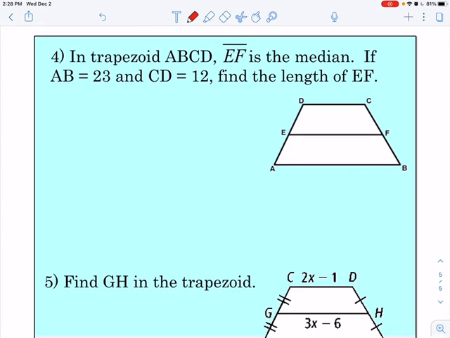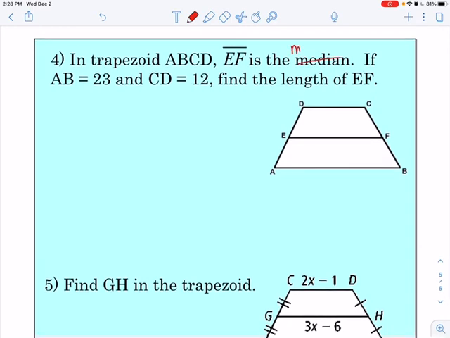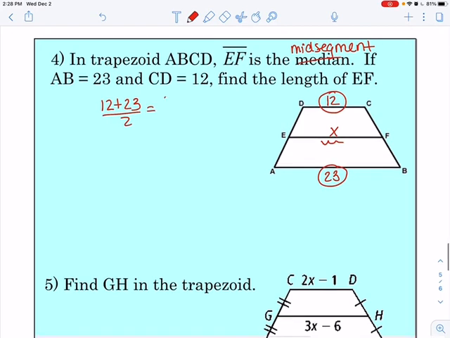Okay, so we have in trapezoid ABCD, EF is the mid-segment. And if AB is 23 and CD is 12, we want to find the length of EF. So again, if I take this side plus this side and divide it by 2, that's going to give me that side. So 12 plus 23 divided by 2. 12 plus 23 will give me an answer of 35. And 35 divided by 2 will give me an answer of 17.5.